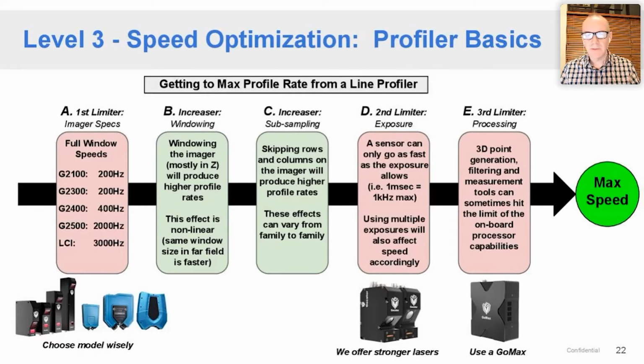Now, all of these limiters we do have solutions for. So on the exposure limit, we do offer sensors that have higher powered lasers. So that would allow you to reduce your exposure. And then on the processing side, we do have a device called a GoMax that allows you to add processing to the system and reduce the effects of that limit, so you can maximize your speed.